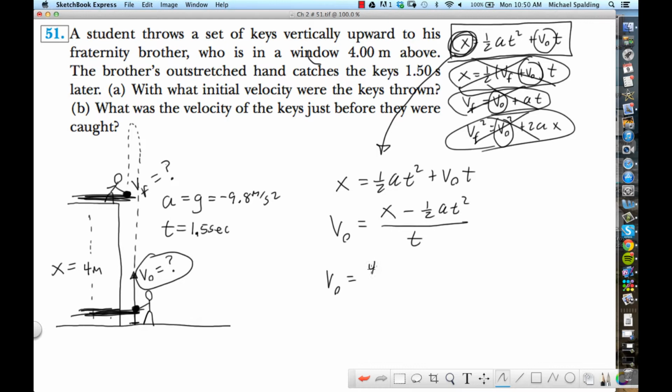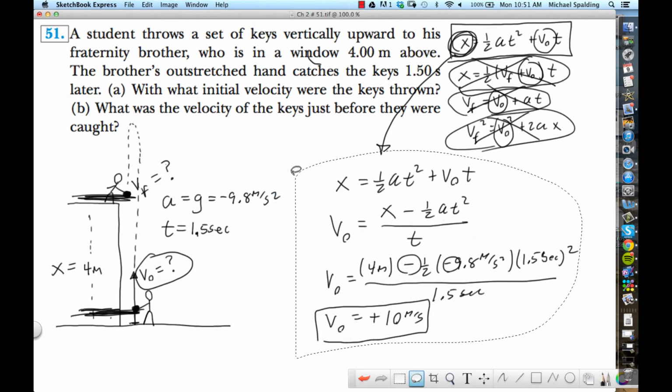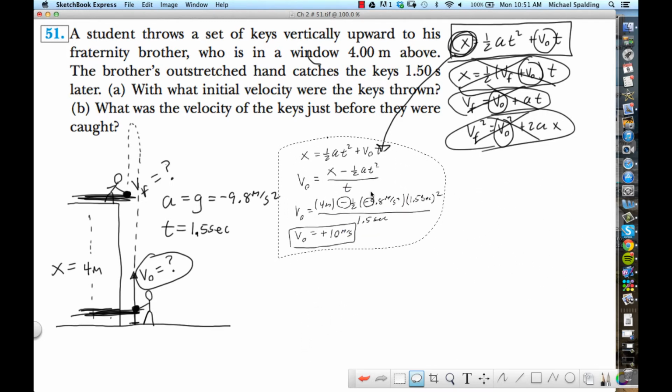So V initial, we're going to plug numbers in here. 4 meters minus 1/2 times negative 9.8. The time is 1.5 seconds. Square the time. Okay, what happens to these negatives right here? They cancel and become a plus, right? So when you punch this into your calculator, you're going to come out with positive 10 meters per second. That's the starting velocity of the set of keys. That's kind of a tricky one, huh? That's a tricky problem. Now, how can we prove that the keys go up past the guy and then back down again? How can we show it?